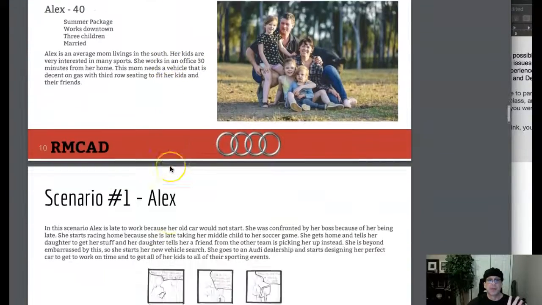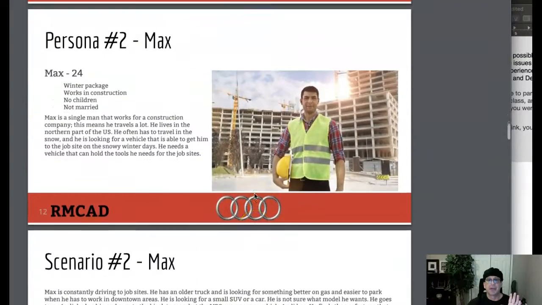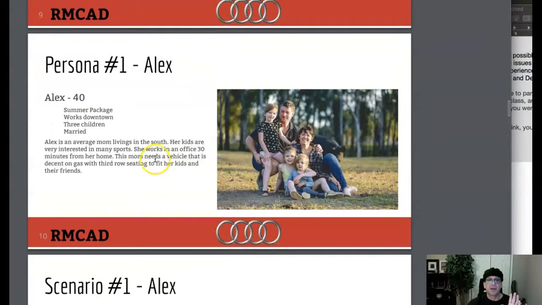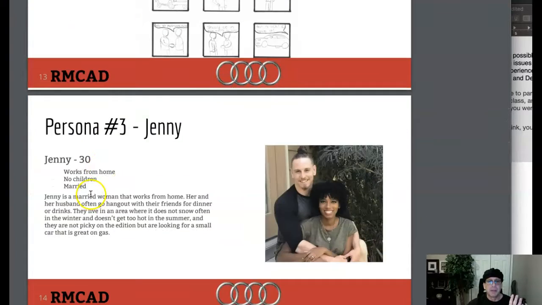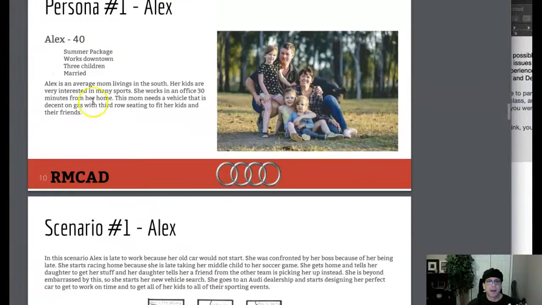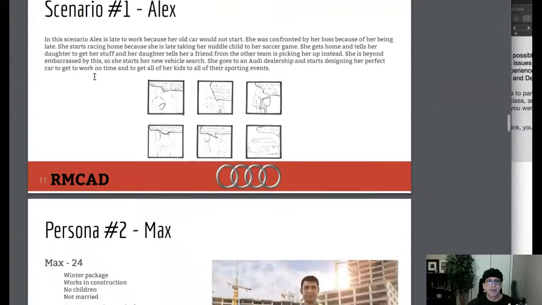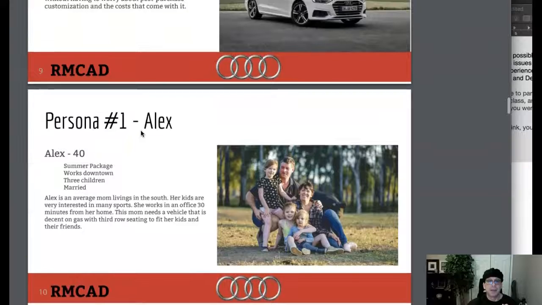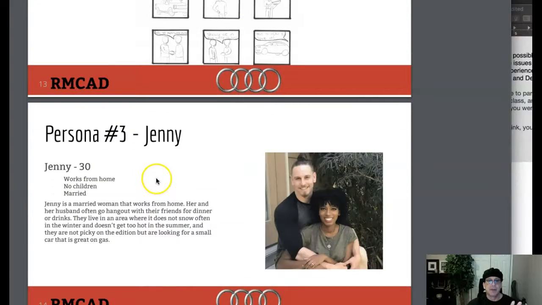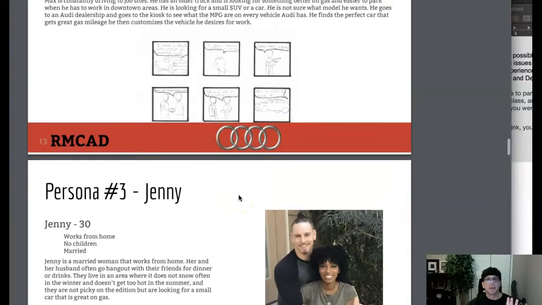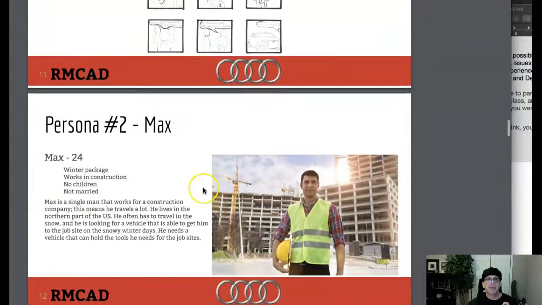Okay, the personas are great, but I think we need a little bit more variety in the personas. We've got Alex as a mom. Is she married? She's married with 3 children, works downtown. Then we have Jenny, not married, no children, and married. Okay, that's good. See, I think Max is too young. I do. We have Alex at 40, 3 children, married. We've got Jenny at 30, no children and married. Excellent. And then we've got Max, who's 24.